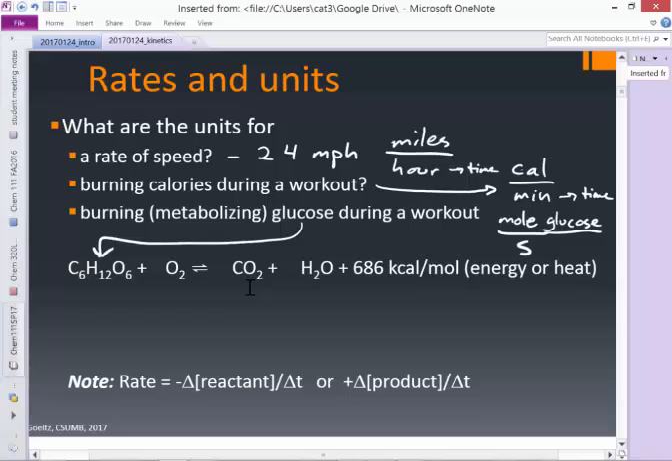Six carbons in the reactants, so far only one carbon in the product. Okay, let's do H. 12 H in the reactants, 2 H in the products. Now, let's do O. Let's look at the products first. 6 times 2 is 12 O. 6 times 1 is 6 O. So 12 plus 6 is 18 O so far in the products. I'm going to need a 6 there to make it 12.